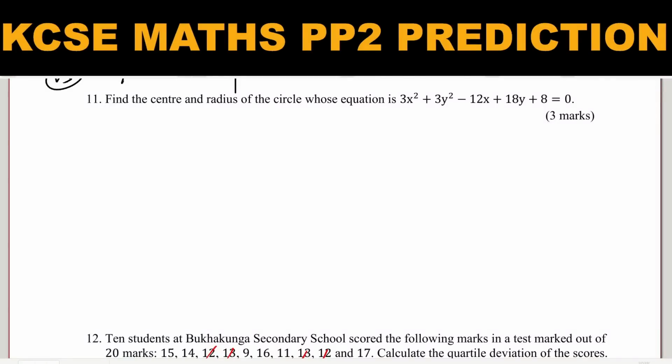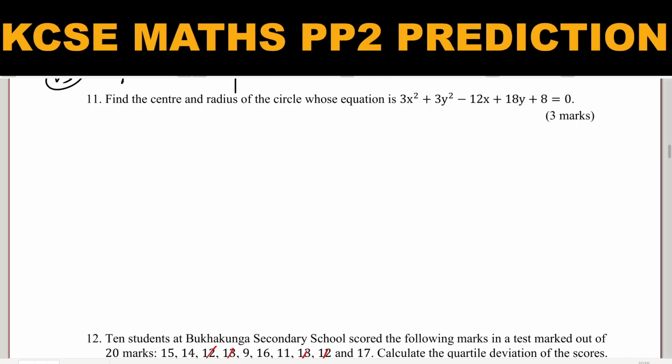Find the center and the radius of the circle whose equation is 3x squared plus 3y squared subtract 12x plus 18y plus 8 is equal to 0. So you're supposed to find the center and the radius of this circle given the equation. One observation that you note here, we can divide all through by 3.